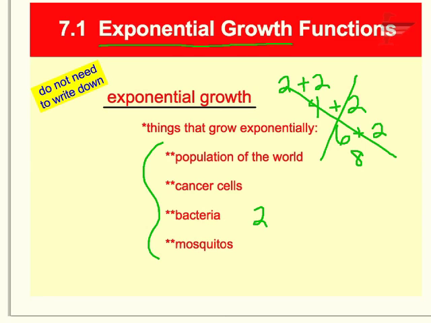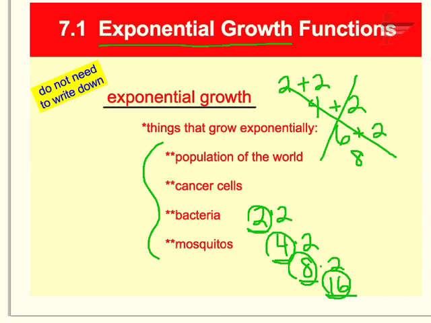Let's say we take 2 and we multiply it by 2. We get a 4. And then we multiply that by 2 and we get an 8. Multiply that by 2 and we get a 16. So you can see that we are quickly getting much bigger than if you just add a 2 each time. So exponential growth, things that grow exponentially, it's where you get big in a hurry. And it happens by multiplying by some constant number.